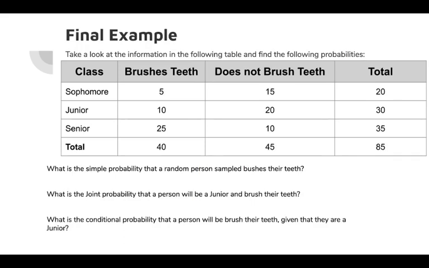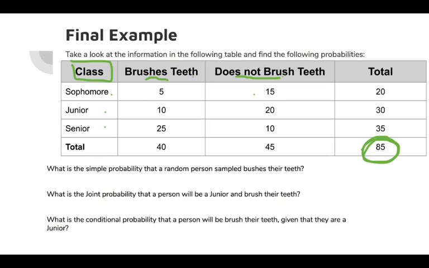So as a final example to tie all of these things together, I just made up these numbers, so this isn't real data. Take a look at what we have here. The information in this table follows the rules. We're looking at class, so different groups of people: sophomores, juniors, and seniors, and I want to know who's brushing their teeth and who's not. Let's say I sampled a total of 85 people, and I asked them these questions, and here's how the data worked out, okay? 5 of the sophomores were brushing their teeth, 15 were not, right?